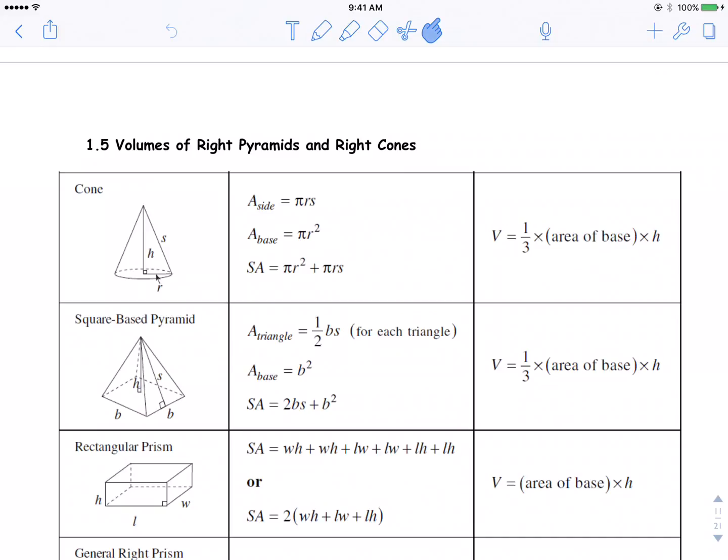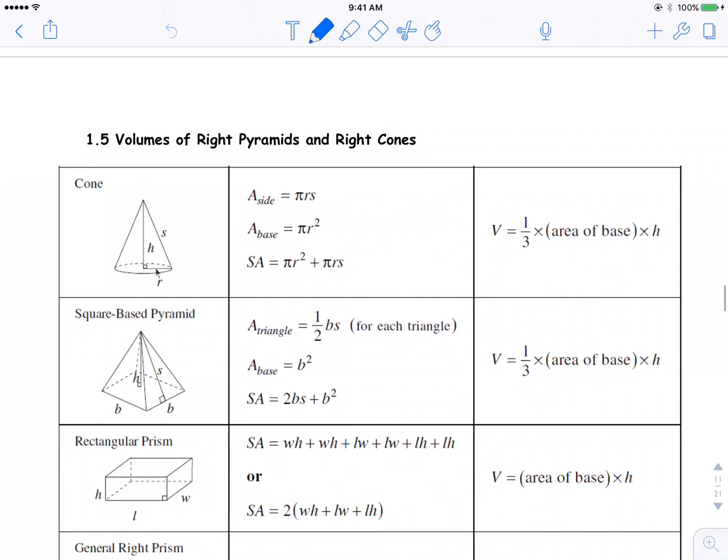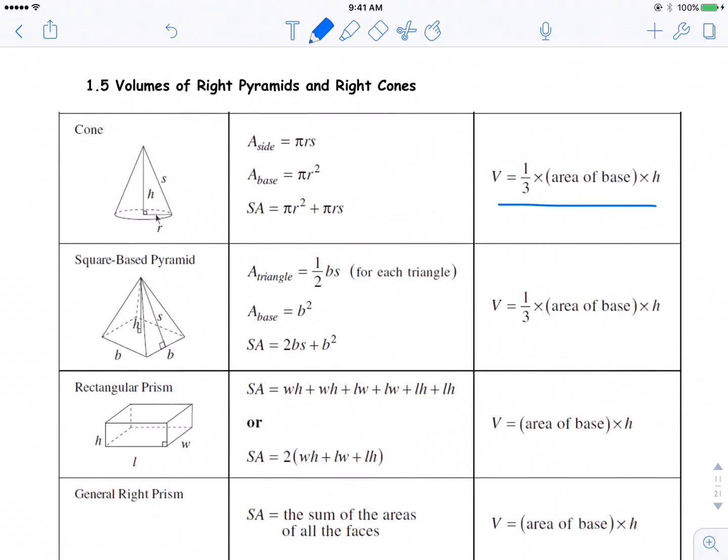So section 1.5 deals with looking at volumes of those shapes that we've already been looking at. You'll notice on your formula sheet that you have a column on the right hand side on those pages that shows you formulas to calculate volume. Now, let's look at the volume of a cone first. Volume of a cone here.